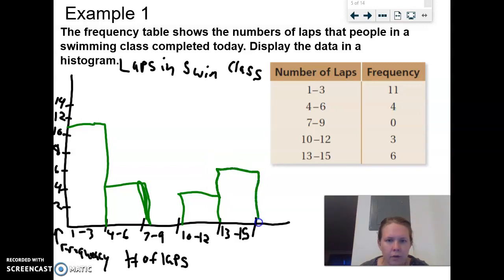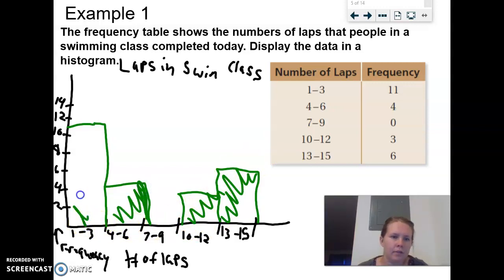And bring it up. Feel free to color them in, or you can leave them uncolored as well. That's okay too. Okay, and that's what my histogram is going to look like. So make sure you have labels on your X and your Y. Make sure you've got your numbers out, and your frequencies here. Remember that your bars are going to be right next to each other. In the case you have a 0, though, there will be a gap, as you can see here.